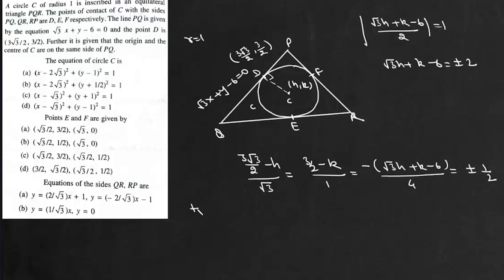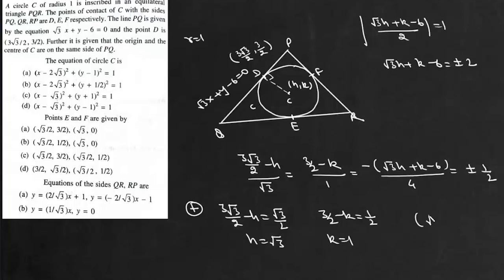Now if we take this plus sign, then we'll get 3 root 3 by 2 minus h is equal to root 3 by 2. Then the value of h will be root 3. And here 3 by 2 minus k is equal to 1 by 2. Then the value of k is 1. So this center will be at (root 3, 1).